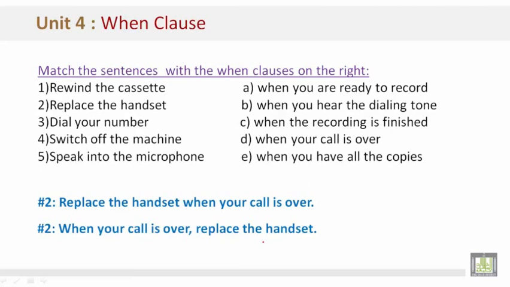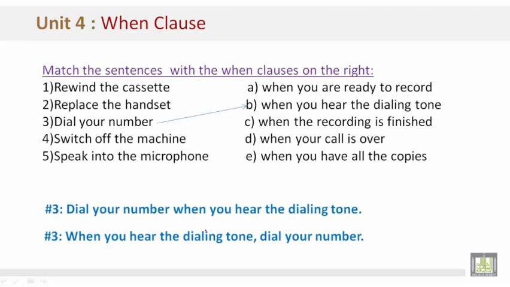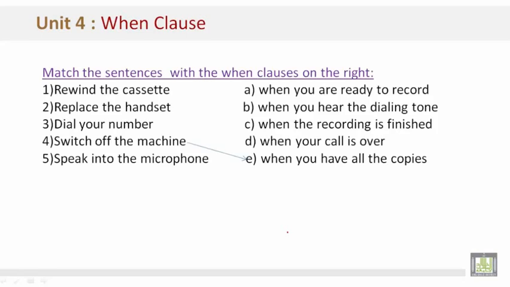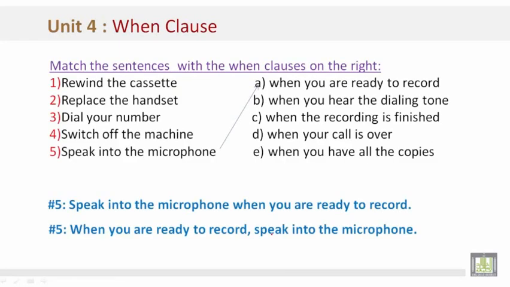Number 2, replace the handset when your call is over, or when your call is over, comma, replace the handset. Number 3, dial your number when you hear the dialing tone, or when you hear the dialing tone, comma, dial your number. Number 4, switch off the machine when you have all the copies, or when you have all the copies, comma, switch off the machine. So you can see we're establishing a pattern here. Number 5, speak into the microphone when you are ready to record. When you are ready to record, comma, speak into the microphone.